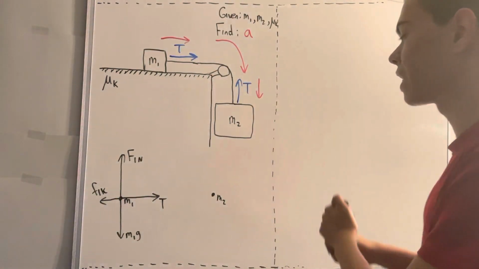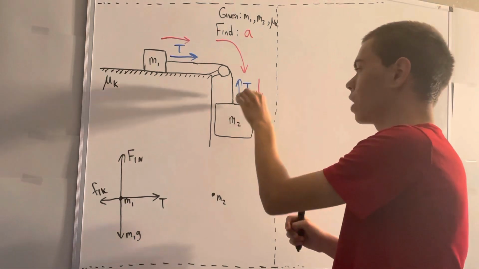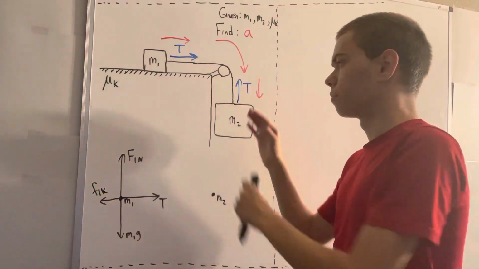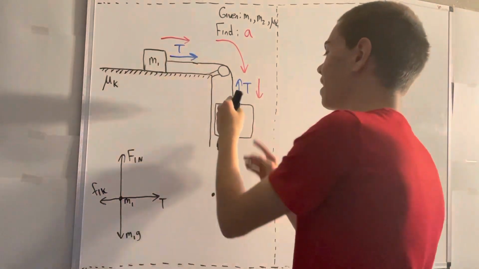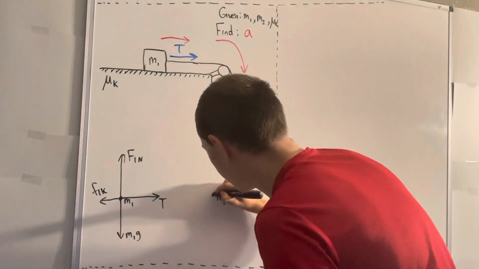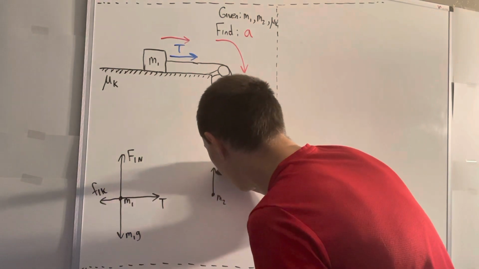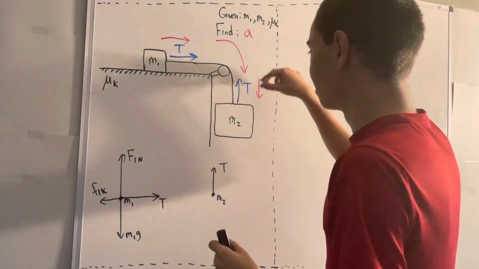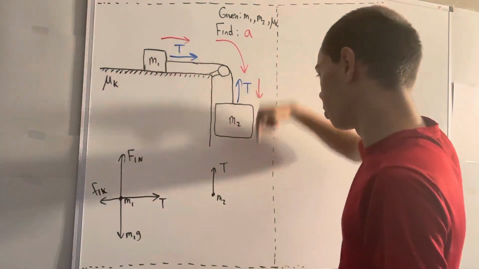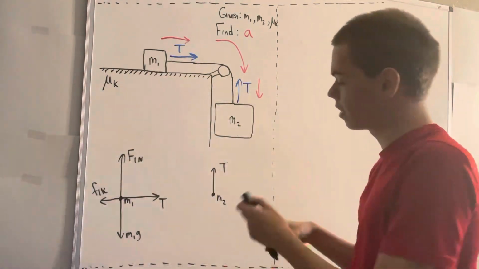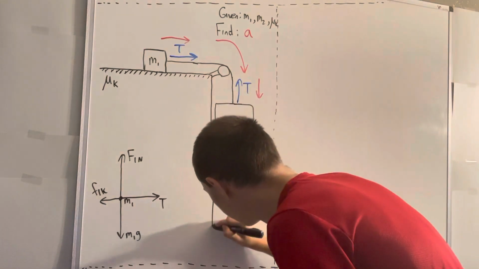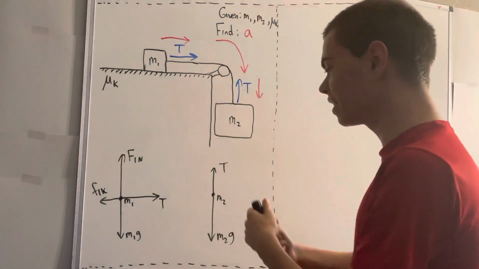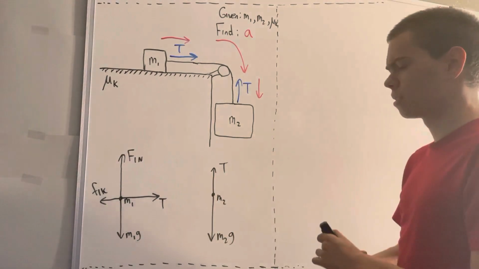Now, the forces acting on block 2. Of course, we have a tension force, since m1 is pulling back on m2, so we have that tension force pointing upward. And what's causing the overall direction of the system to point downward? It's m2's weight. m2 has a weight force pointing downward like this. So these are the forces acting on both of our blocks.